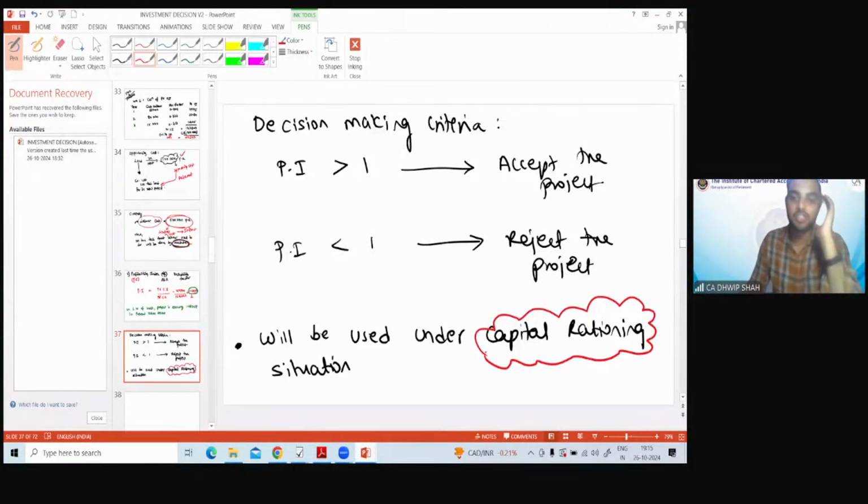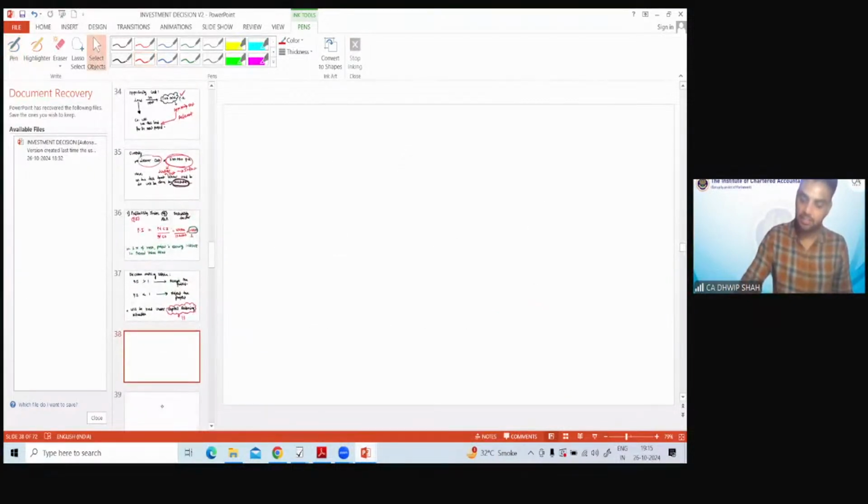But right now you just need to remember that the PI index will be used for decision making under capital rationing situations. What is capital rationing? We will see in our next session. As of now, forget that, but just remember it will be used for decision making under capital rationing situations. Okay? Any queries for profitability index or desirability factor?